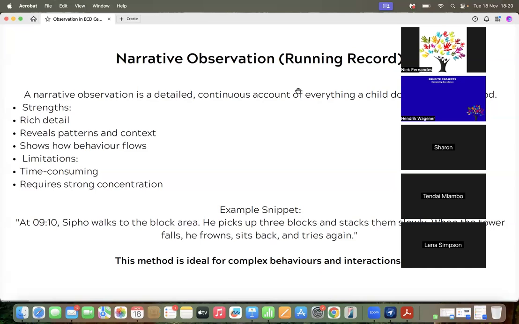So a narrative observation would be when you write down an observation in a narrative form. You'll see the example there says, at 9:10, Sipo walks to the block area. He picks up 3 blocks and stacks them. It falls, he frowns, he sits back and he tries again. So narrative means you write it out like a story, so to speak. So can you give me another example? And you can make up any type of facts that you want of a narrative observation.